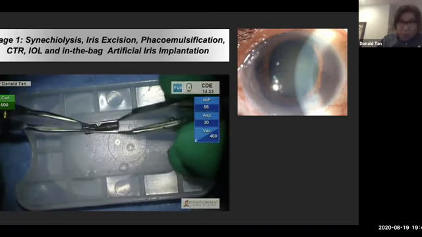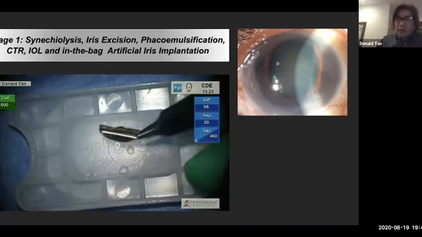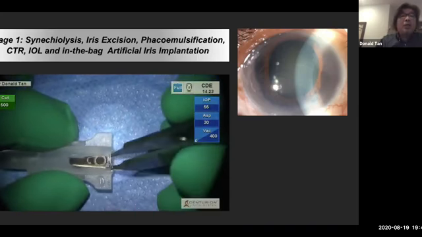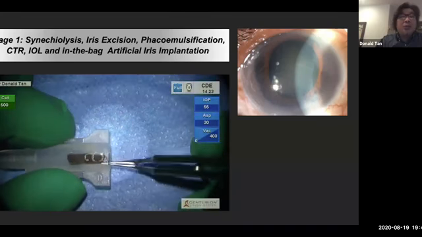So the phaco I did well already. I put in a capsular tension ring just to stretch the bag, and we're loading the iris into the IOL. This is an AMO cartridge, which they recommend. This is fine.